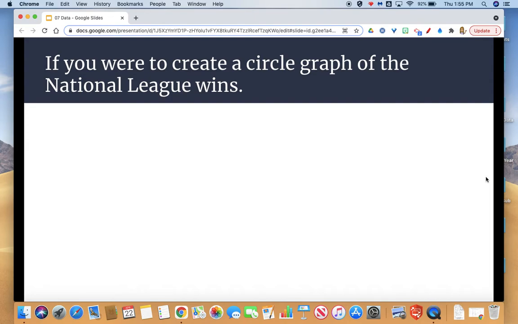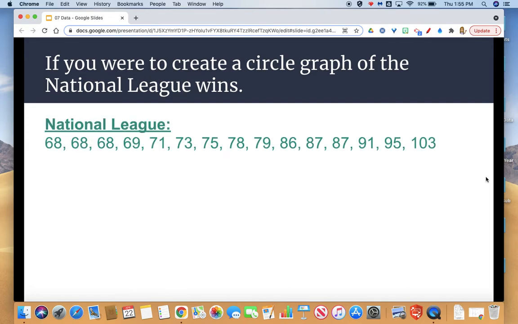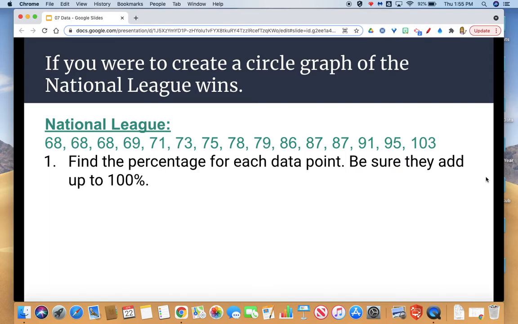If you were to create a circle graph, let's look at this National League data, the number of wins here. First thing you would need to do is find the percentage for each data point, and be sure that your percents add all the way up to 100%. So you don't actually have to do this for the assessment, so I'm not going to spend a ton of time going over this process, but the way that you get the percentage is you count the total number of data points you have. In this case, it's 15.